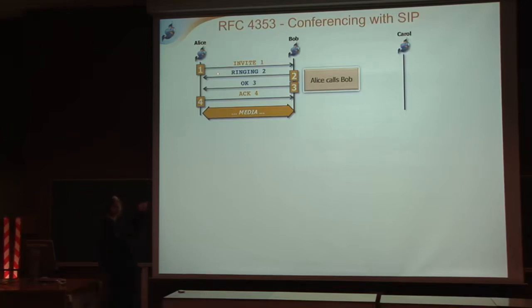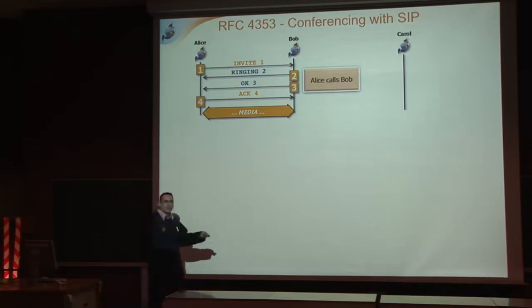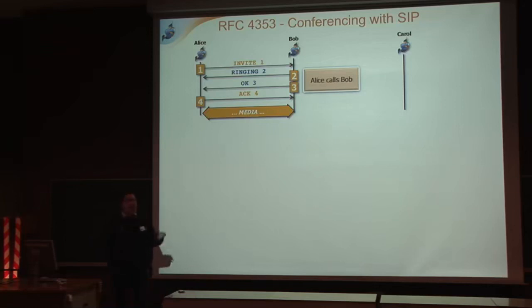A call starts with sending an invitation. Alice would send an invite message. Then Bob would reply by sending status responses indicating that his phone is ringing, and then an OK response to actually accept the call. After Alice acknowledges the call, they would start exchanging media, whether that is audio, video, or both. That doesn't really matter.